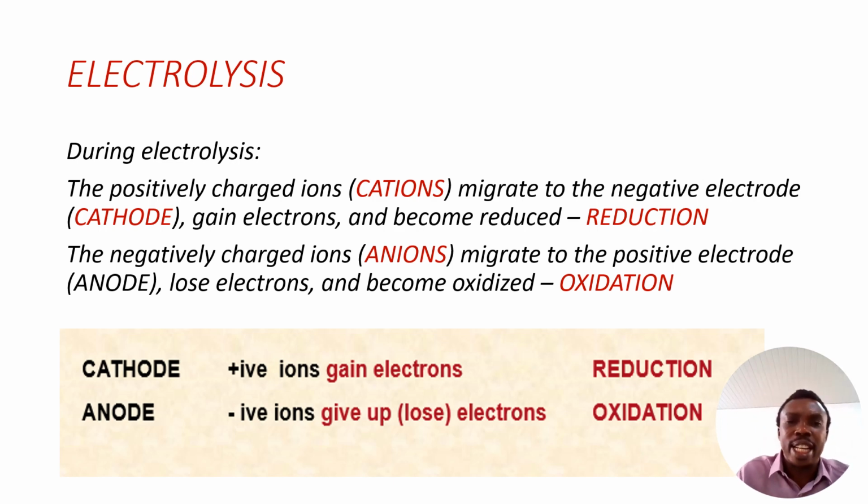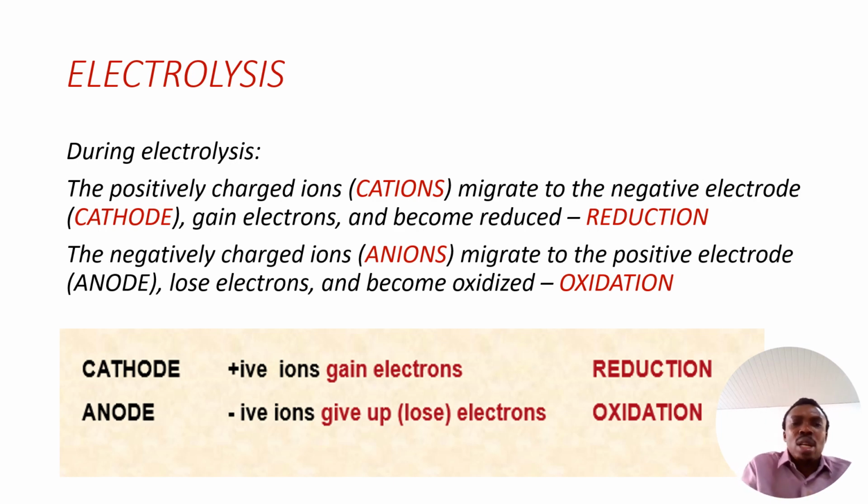The negatively charged ions, which are the anions, migrate to the positive electrode, which is the anode. They lose electrons and become oxidized. So oxidation takes place at the anode. The reaction that takes place in an electrolytic cell is what's called a redox reaction, because both reduction and oxidation take place. Reduction takes place at the cathode and oxidation takes place at the anode.